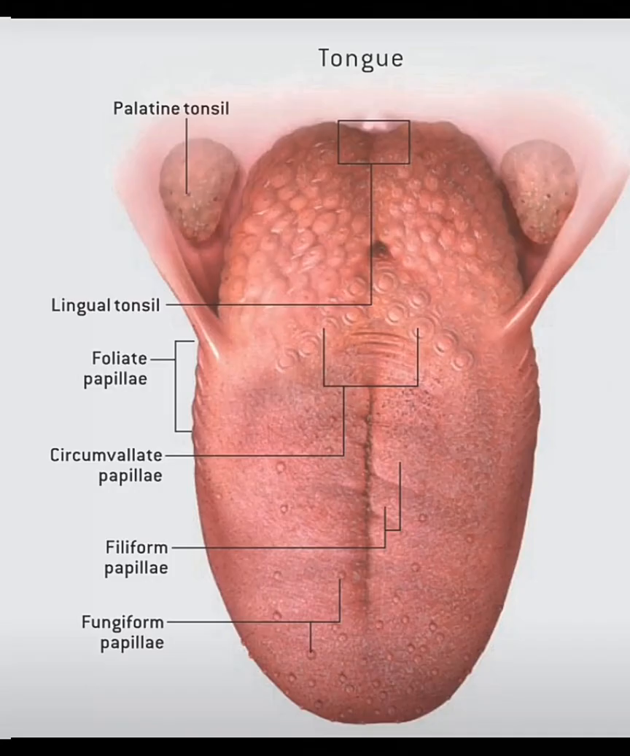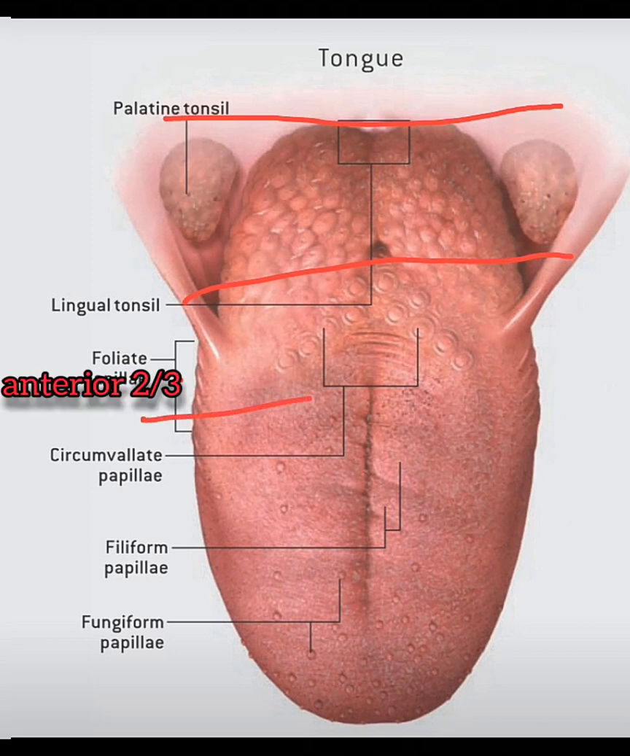The upper surface or dorsum of the tongue is convex and it is divided into three parts. So it is divided into three parts here, here, and here. This is called the anterior two-thirds of the tongue, this is called the posterior one-third of the tongue, and this is the posterior most part of the tongue.